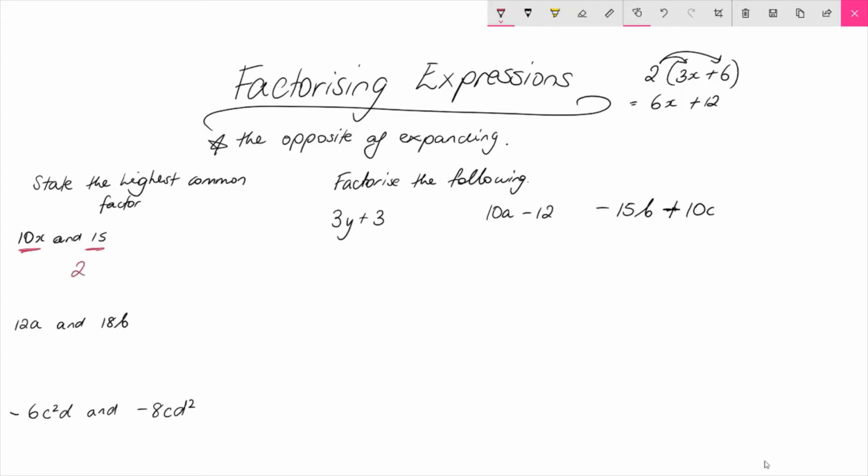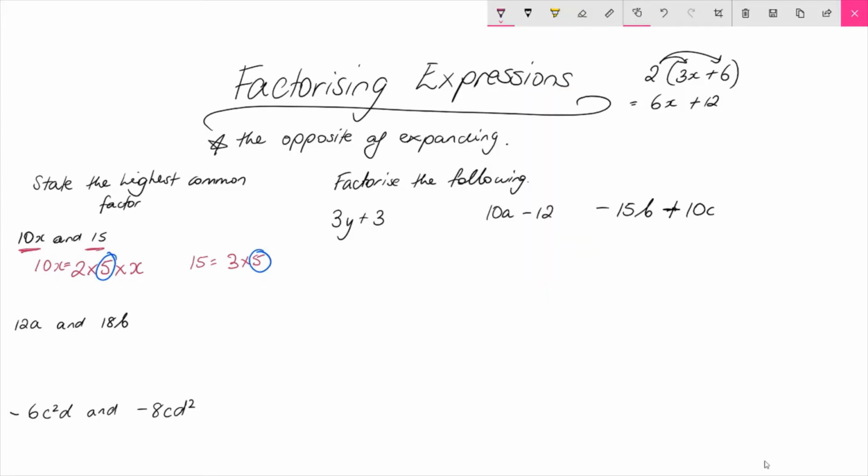So I'm going to go 2 times by 5 times by x. That equals 10x. And then I'm also going to have 15 is 3 times by 5. Now their highest common factor is the 5 in each one. We can see that a factor means something that multiplies together to give a number. So the biggest number that multiplies together to give 10x and 15 is 5.